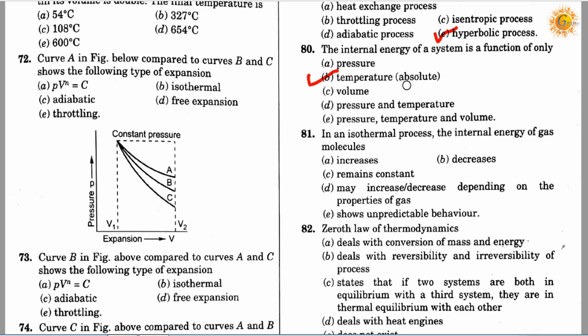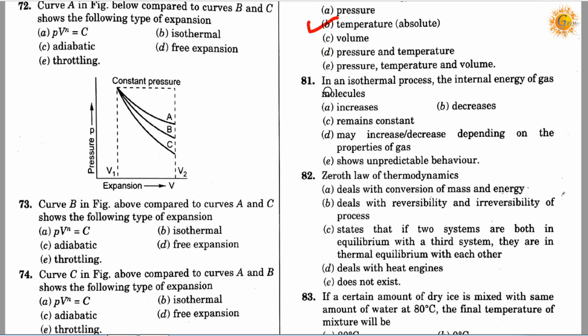Question number 81. In an isothermal process, the internal energy of gas molecules, option A increases, option B decreases, option C remains constant, option D may increase or decrease depending on the properties of gas. So the correct answer is C, remains constant.